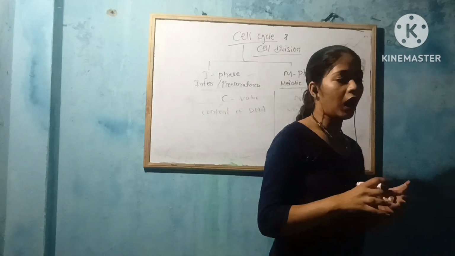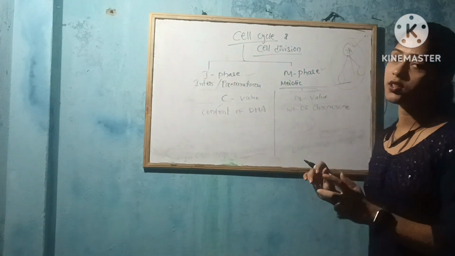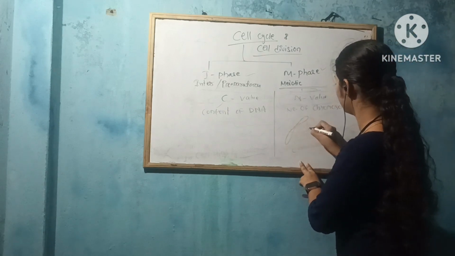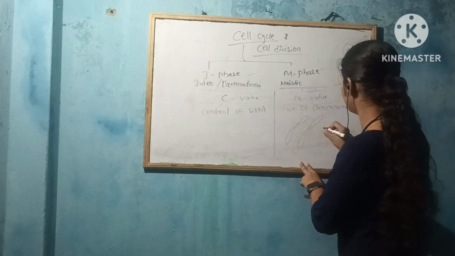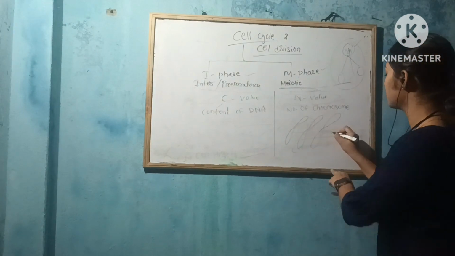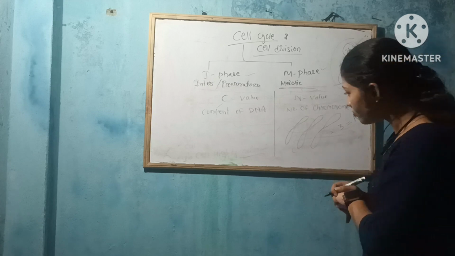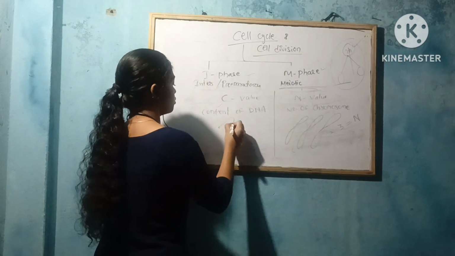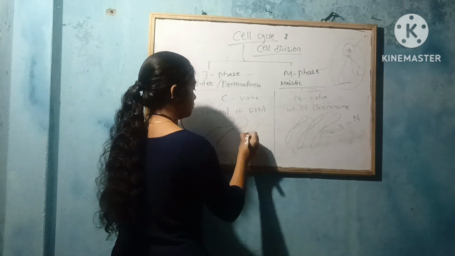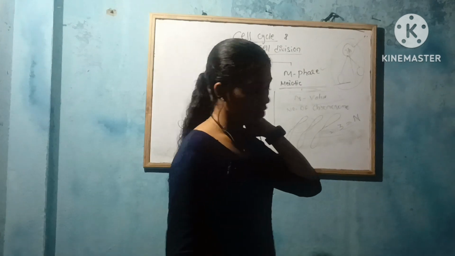So how will we differentiate between chromosome and DNA? Now let's do that. It is simple. How many chromosomes are there? Obviously, the answer is 3. So the N value is 3. And what is the C value? Again, it is 3.